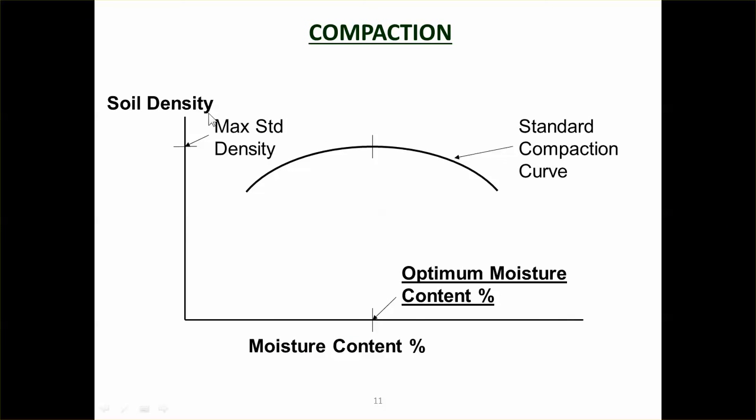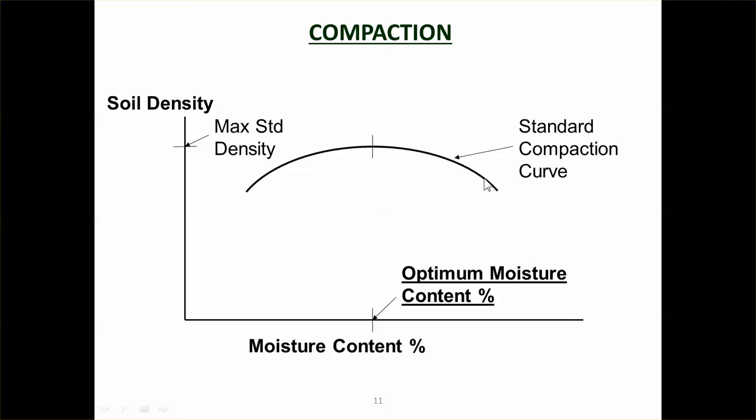Compaction. This hopefully is something that you are well aware of, the standard compaction curve for a fine soil. This is the density compared to the moisture content. If it's too dry, it can only compact to that soil density. The soil density is directly related to the shear strength, so the more dense it is, the stronger it is. So it's not very strong here at the dry end, because there's no lubrication between the particles for them to rearrange themselves into a more dense and strong shape.